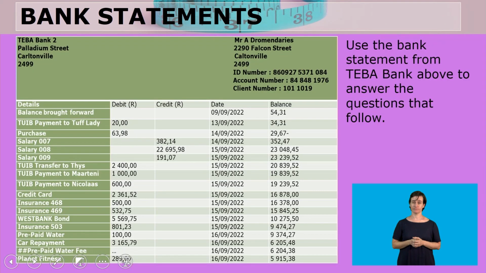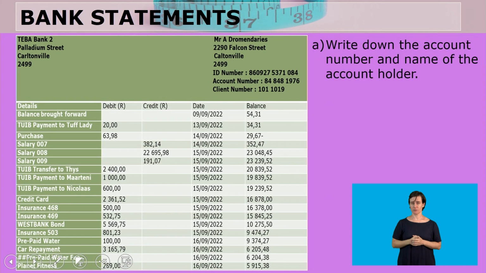Then we continue and look at a bank statement. So we are going to use the bank statement from Deba Bank above to answer questions that will follow. The first question here, it says, before that, remember we need to analyze and interpret what is on the statement. So here we have our service provider, which is the bank of Deba Bank 2, and we have the account holder towards our right, and then we have all these transactions that were made on his bank account.